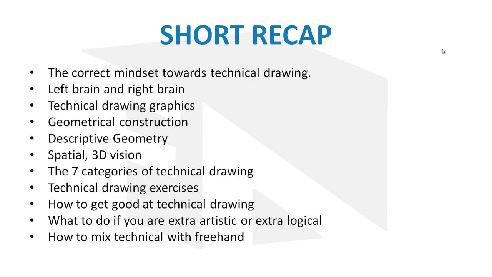So a short recap: the correct mindset towards technical drawing, we talked about that. The left brain and right brain, and how technical works with both, we talked about that. The graphics that you could use to get good at technical. Geometrical construction as a principle. Descriptive geometry and how it builds up spatial and 3D vision. The 7 categories of technical drawing that you need to master in order to be good at technical. We talked about a couple of technical drawing exercises. I did the cube on a spatial diagonal.